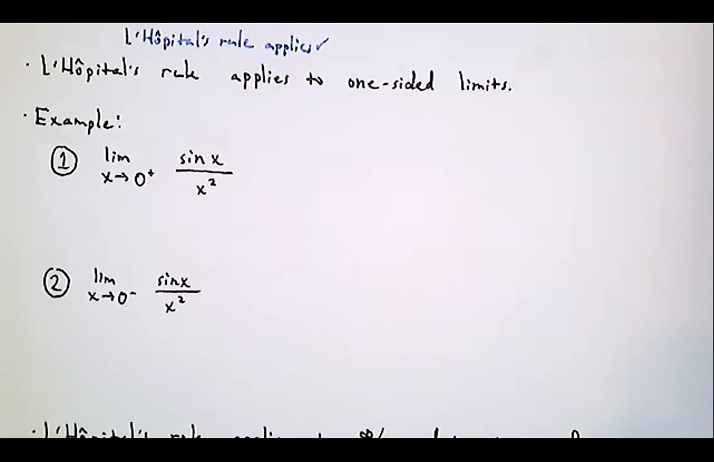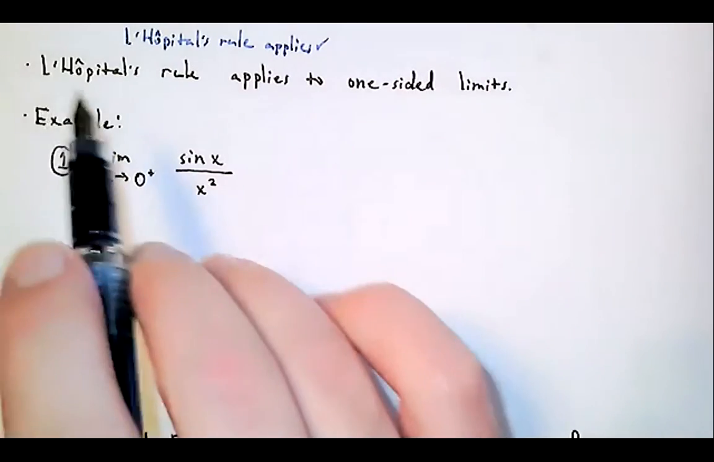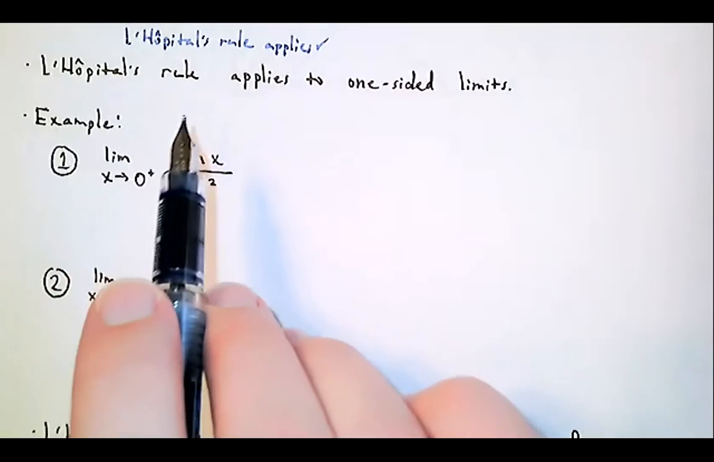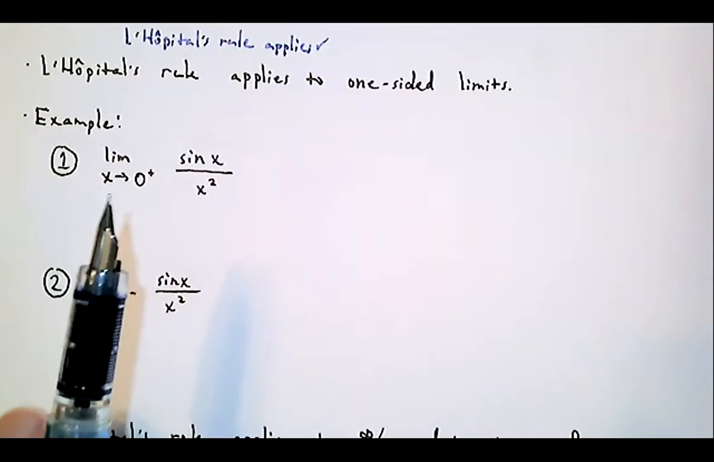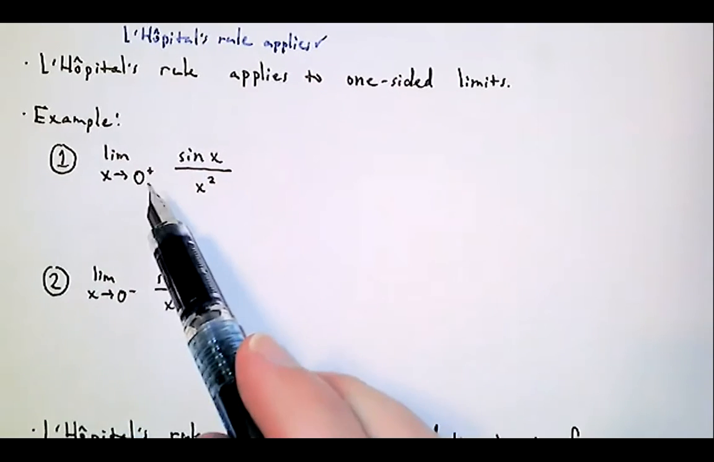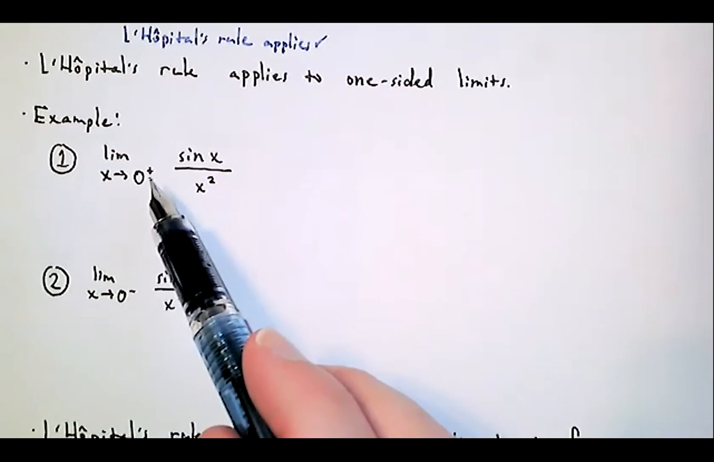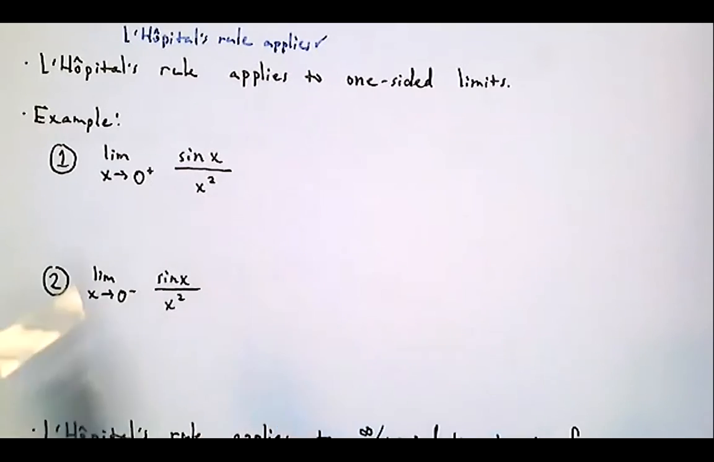So the next thing that we need to know is that L'Hopital's rule, the one that we've been using, also applies to one-sided limits, like this one. The limit as x goes to 0 from the positive side, from the right, of sine x over x squared.